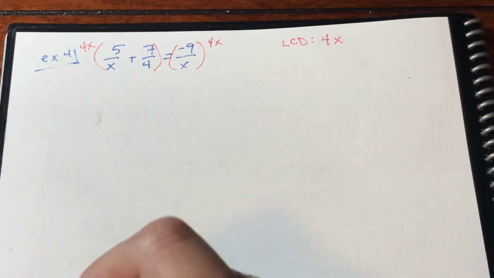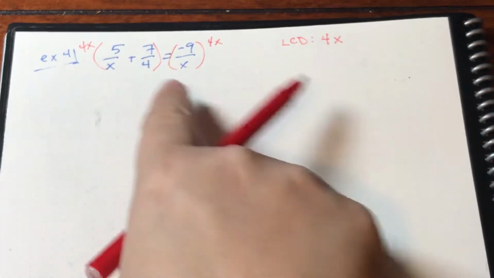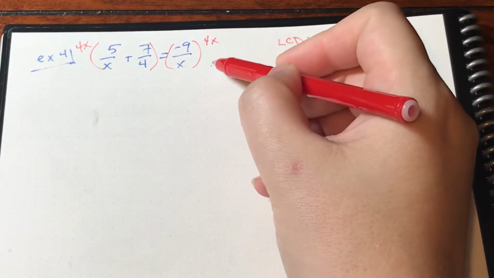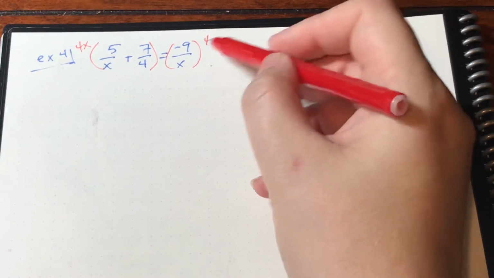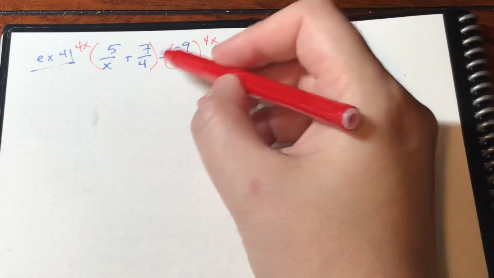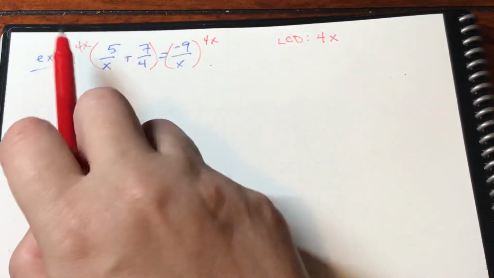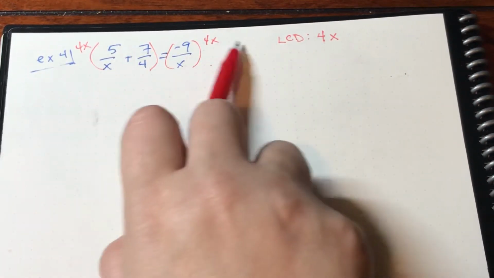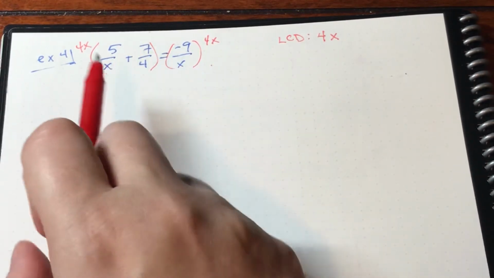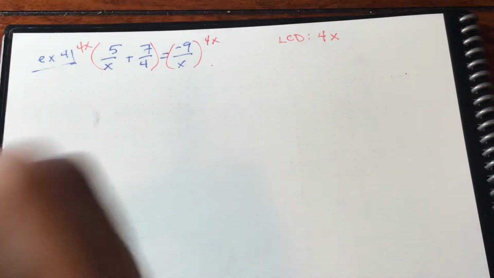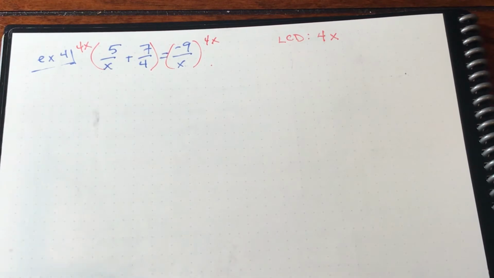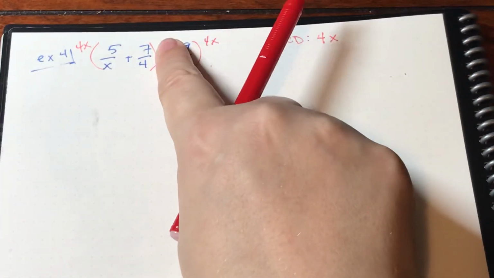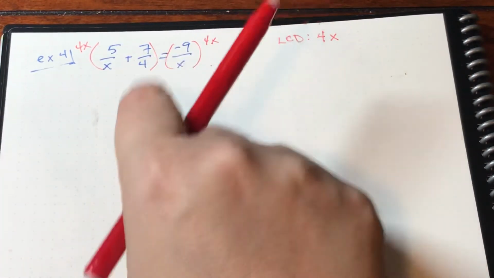Now this is different than expressions. When we were working with expressions without an equal sign, we had to multiply by 4x over 4x. We had to multiply by a version of 1. But now because we have the equal sign, we're using the property of equality. As long as we multiply on one side, we can multiply on the other side. So there's a little bit of a difference that you have to be careful of between expressions without the equal sign and equations with the equal sign.